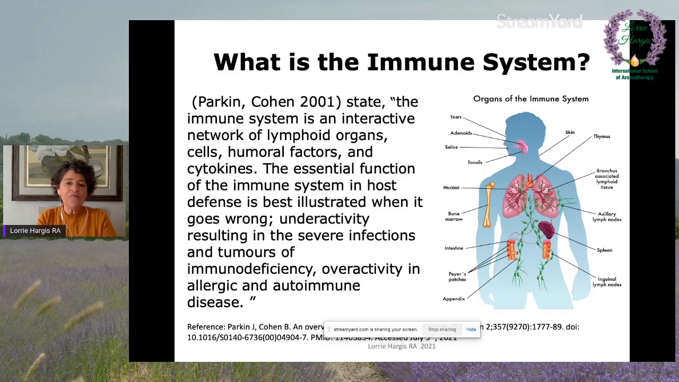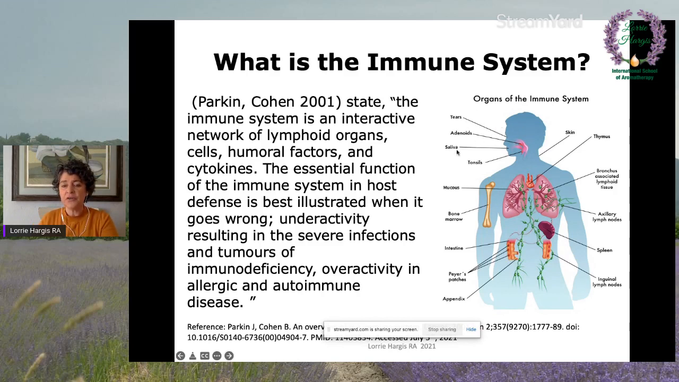The essential function of the immune system in host defense is best illustrated when it goes wrong. Underactivity results in severe infections and tumors of immune deficiency. Overactivity results in allergic and autoimmune diseases. So as we see here are the organs of the immune system.